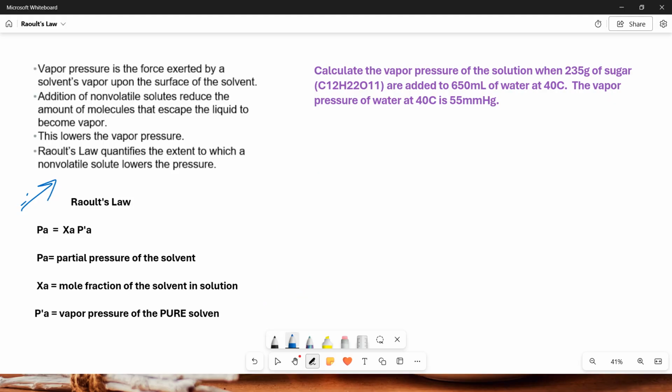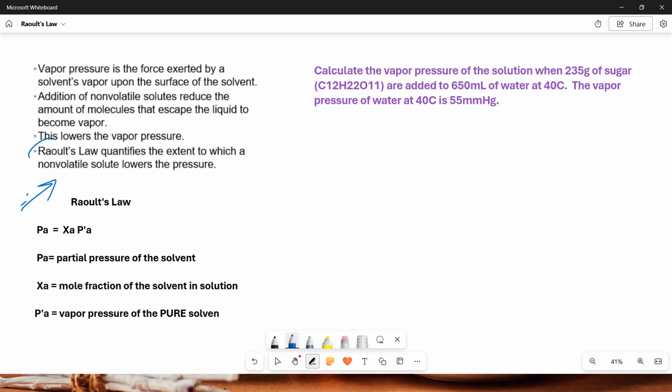First of all, the vapor pressure is the force that is exerted by a solvent's vapor upon the surface of the solvent. Additional non-volatile solutes, in other words, when we have a solution and something's dissolved in that solvent, will reduce the amount of molecules that can escape the liquid to become a vapor. So when you have the pure substance, its vapor pressure above its surface is going to be greater than when you take that same liquid as a solvent in a solution and you dissolve a solute in it. Less of that solvent is going to become a vapor. So overall, it lowers the vapor pressure.